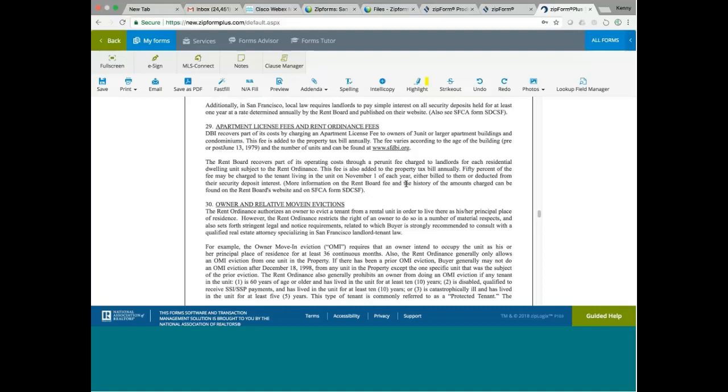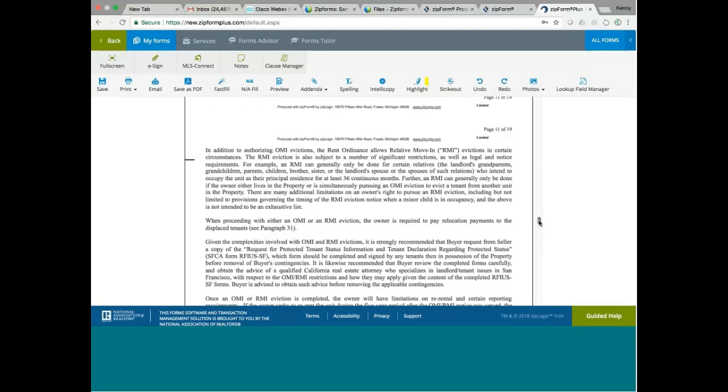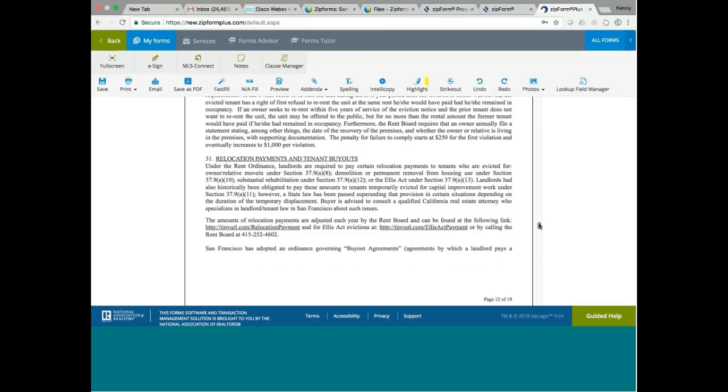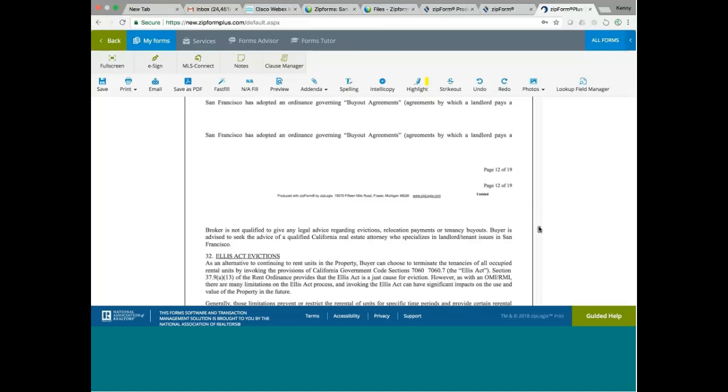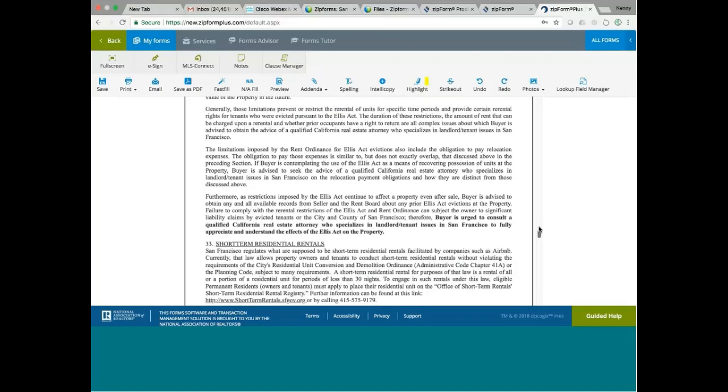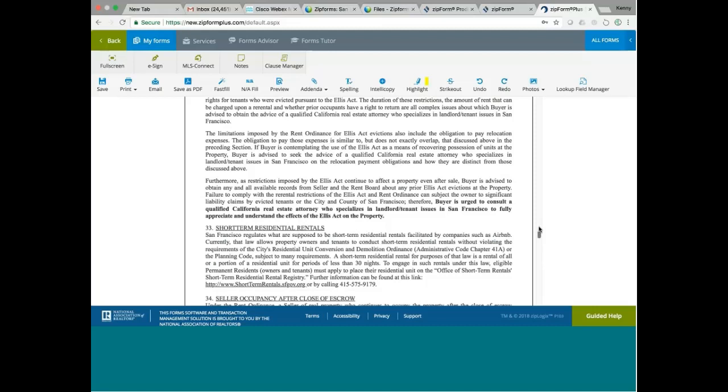Owner and relative moving, we talked about that last week, so we're not going to cover it this week. That's already mentioned. Okay. Relocation payments and tenant buyout, we already talked about that, so that's not repeated. Ellis Act, same thing. We discussed that last week. Not last week, but the week before.